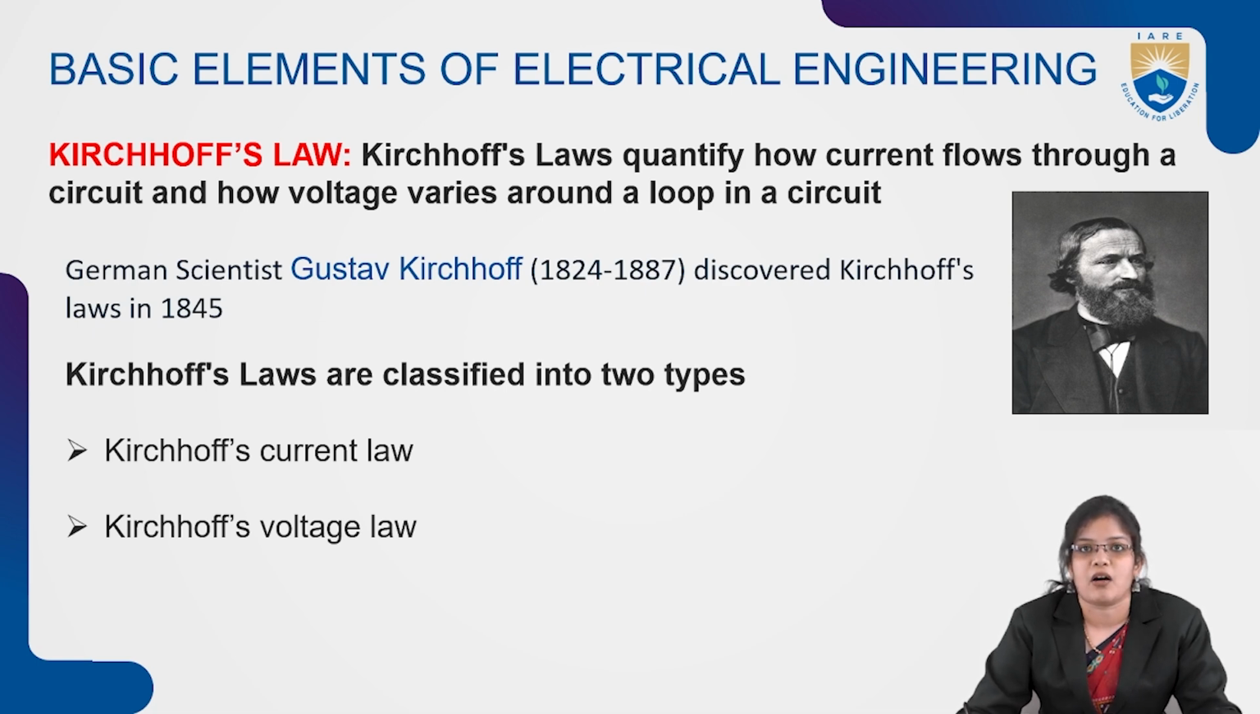Ohm's law was discovered by a German scientist named Georg Simon Ohm in the year 1826. He discovered Ohm's law to know the relationship between voltage, current, and resistance in a circuit. The formula of Ohm's law is V equals IR.